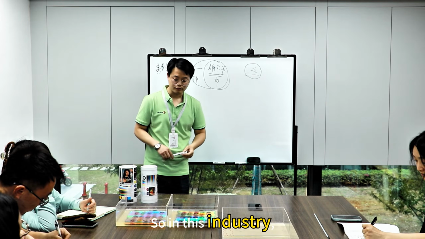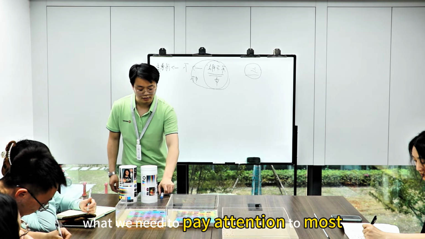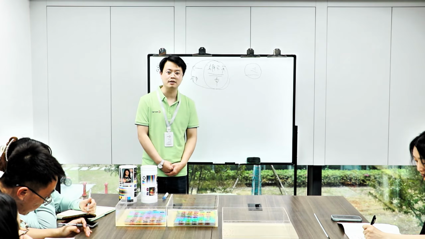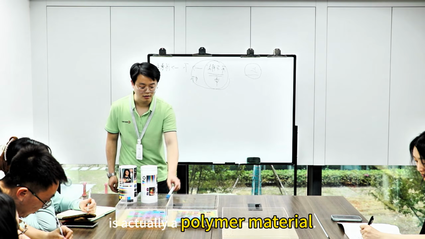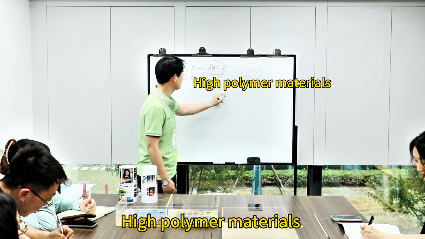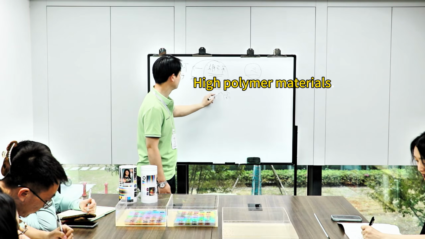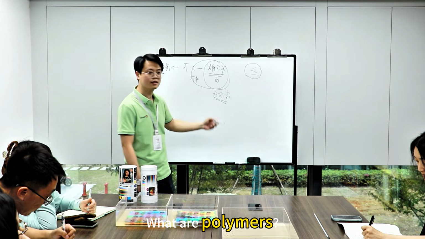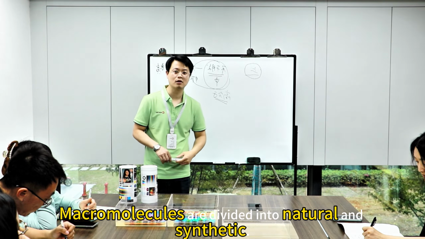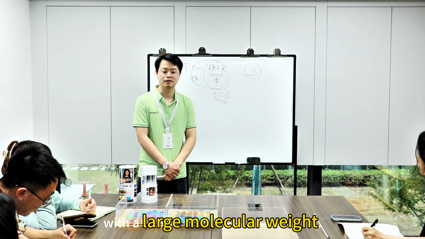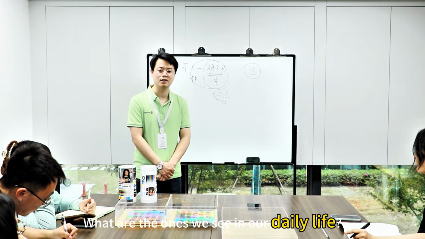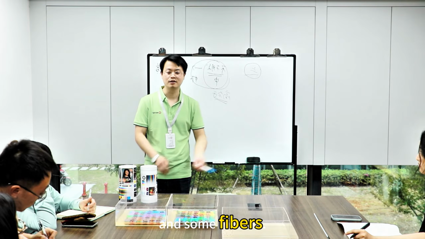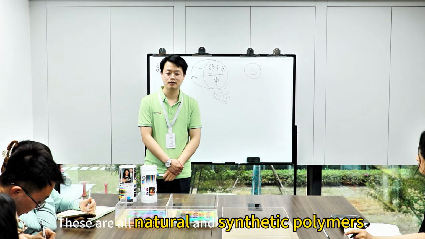So in this industry, what we need to pay attention to most is being professional. Professionally, it is actually a polymer material, high polymer materials. What are polymers? Macromolecules are divided into natural and synthetic, with a large molecular weight. What are the ones we see in our daily life, such as our skin, hair, and some fibers? These are all natural and synthetic polymers.